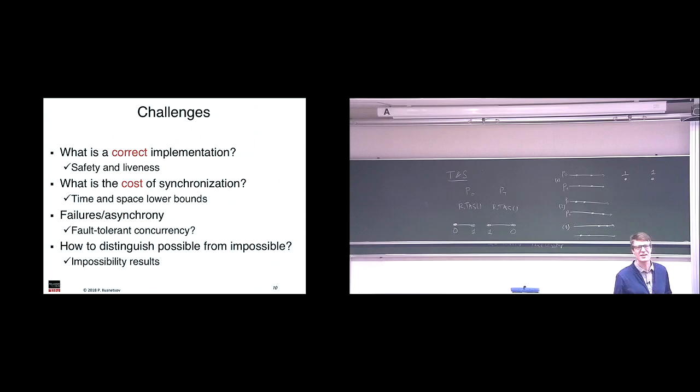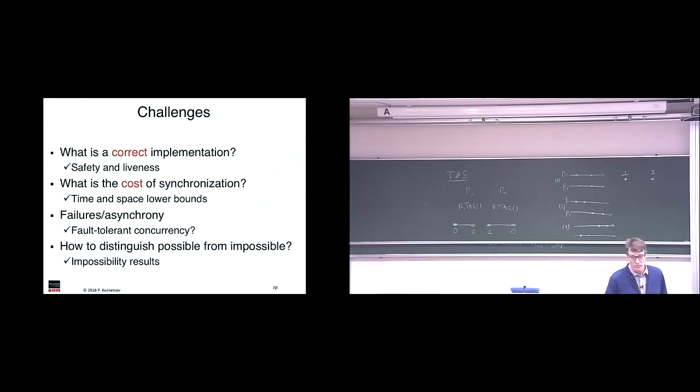So the challenges here are quite classical for computer science. You try to understand what it means to give a correct implementation. I will define a couple of problems with some correctness specifications. But what does it mean to solve a problem? Before we actually go to proving impossibilities or analyzing complexity, we need to understand what exactly we implement. What does the program do? So what is the correct implementation?